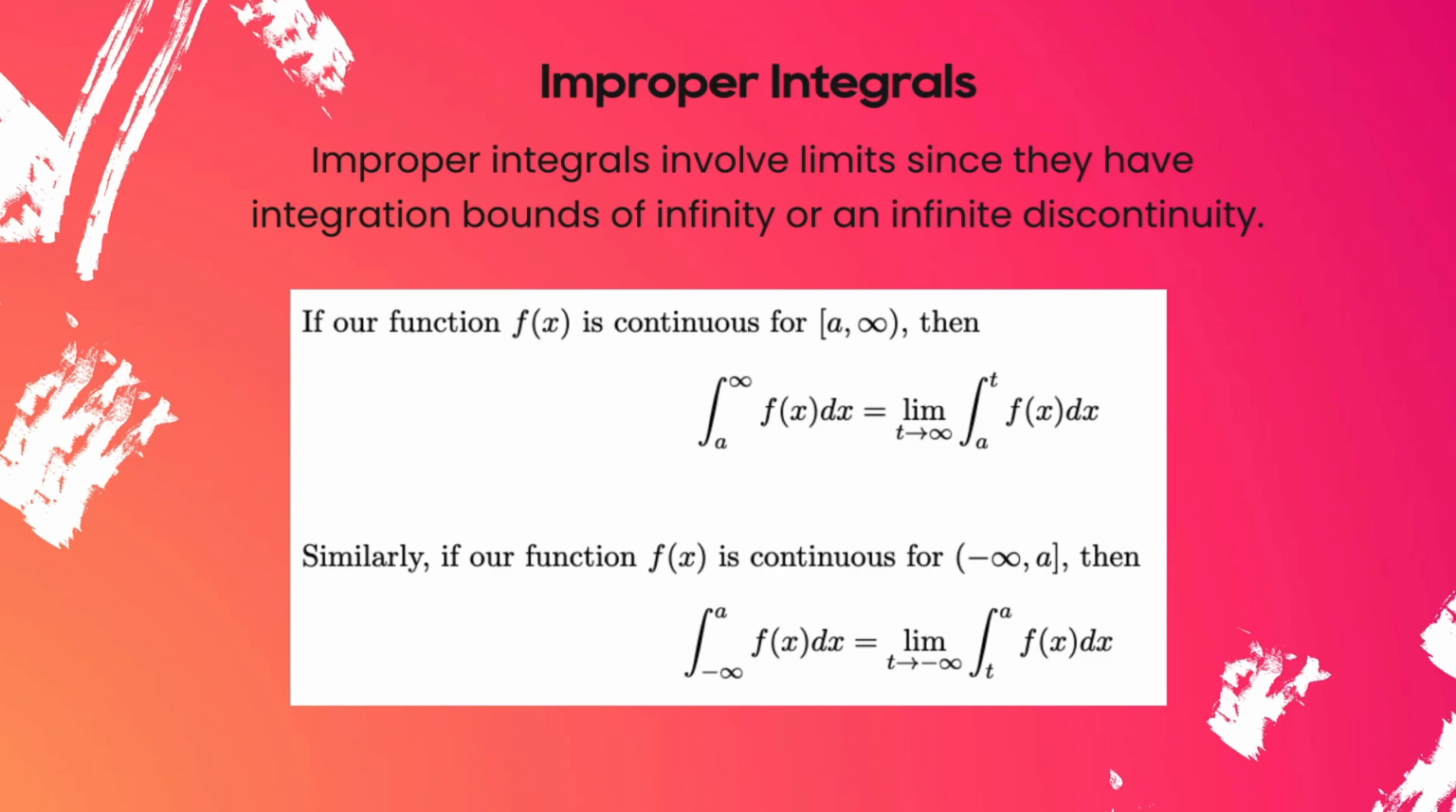So now you find the integral from a to t, right? And whatever expression you get, you see whether it converges or diverges. If it converges, then you can evaluate the improper integral. And if it diverges, then it means it's divergent. Now for a function f of x that's continuous from negative infinity to a, we do the same thing. But now the t that we declare will be at the bottom instead of at the top.